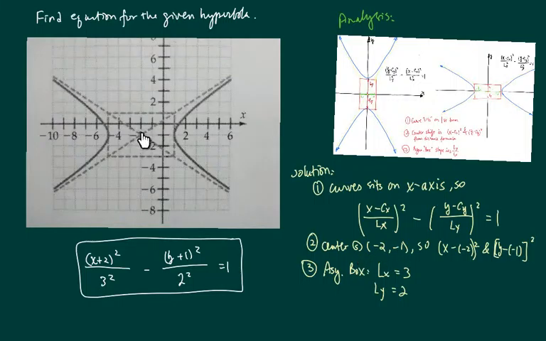The center is at minus 2 and minus 1. Since the form is x minus whatever the center is, x minus minus 2 becomes x plus 2. y minus minus 1 becomes y plus 1.